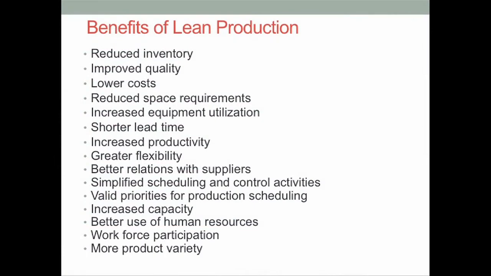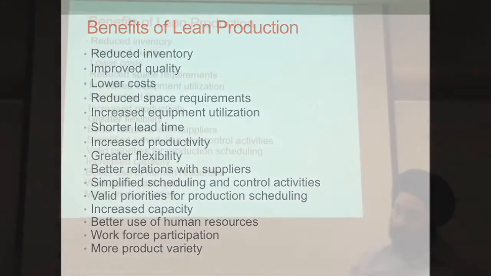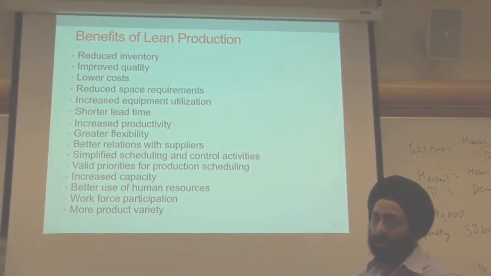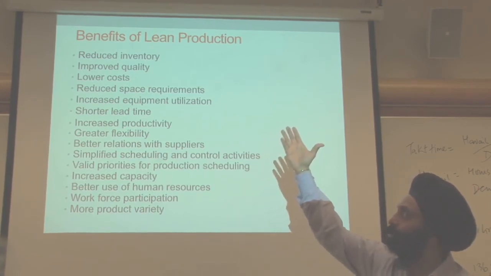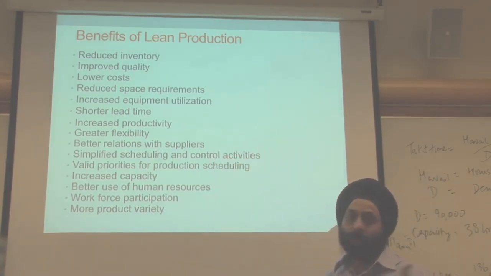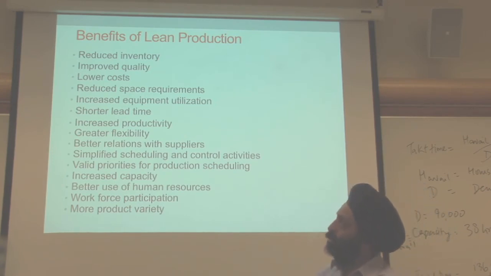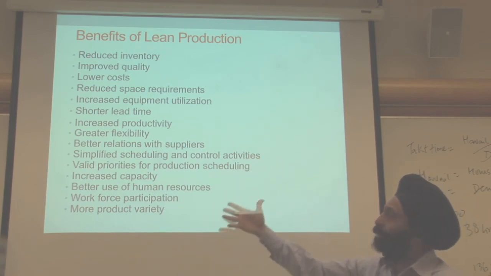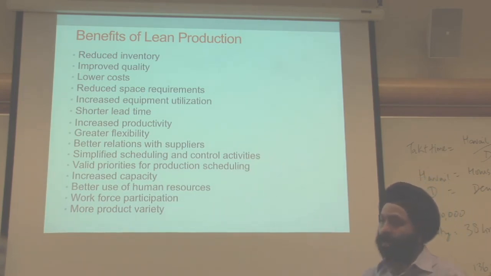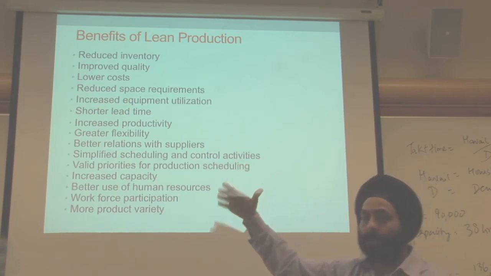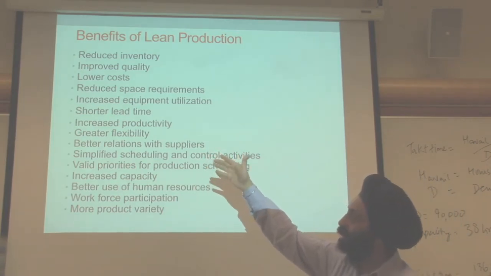So now let's look at the benefits of lean production. In this case, why lean production really helps out in the operations management environment. First of all, it offers reduced levels of inventory, which results in improved quality, and of course lower cost, if we don't have inventory investment which is just sitting there and not adding value. Reduced space requirement because of the lower inventory, and increased equipment utilization. You can get rid of the remaining equipment, and then equipment can also be used in more meaningful ways. Shorter lead time, we talked about smaller lot sizes leading to that. Increased productivity, greater flexibility.